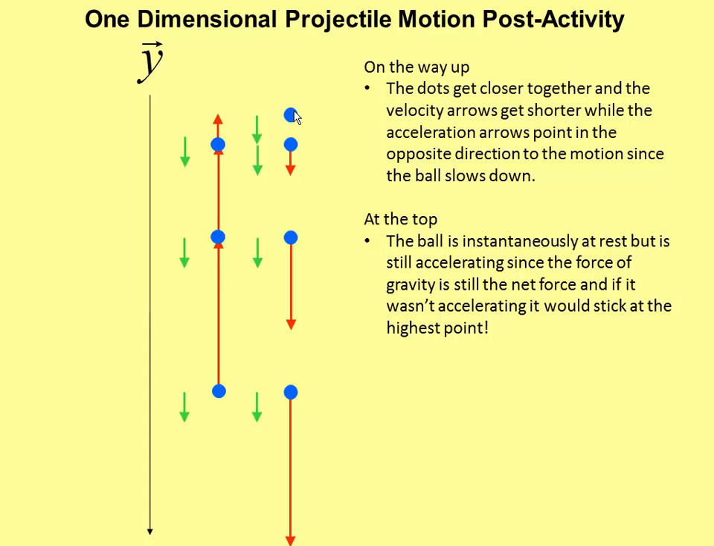And when you throw something up in the air, it doesn't get to the highest point and stick there and hover. It comes right back down. And so it is accelerating at this highest point. That's why there's an acceleration arrow, even though it's at rest.